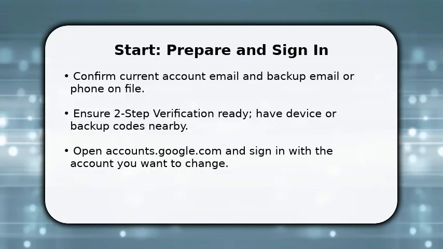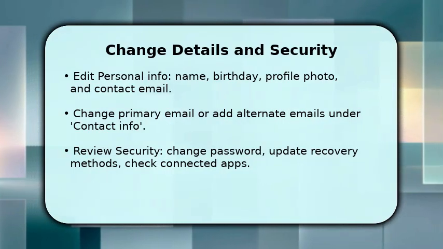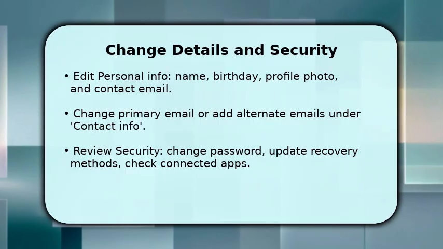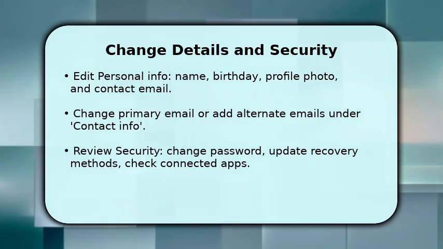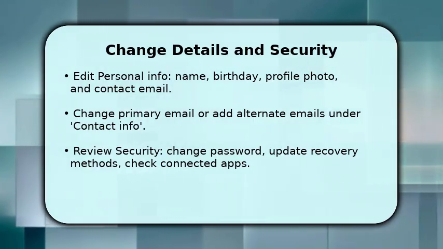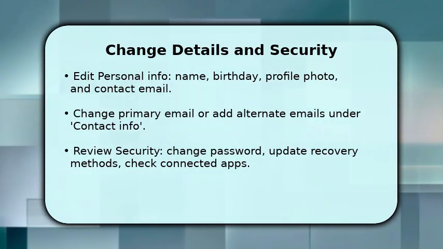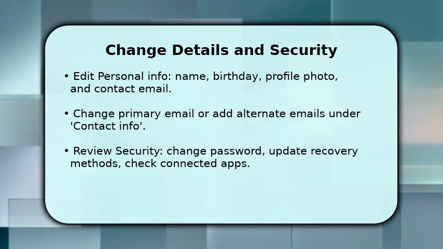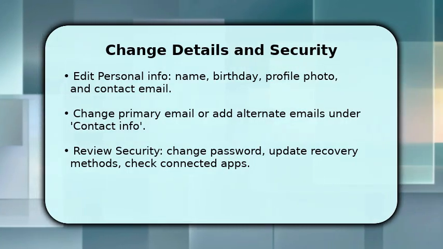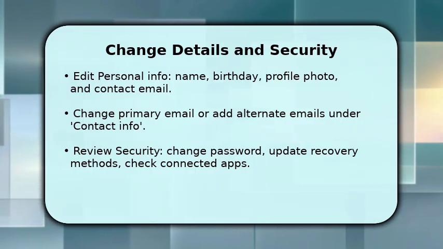Next, focus on the detailed edits. Update personal info and contact emails so your identity displays correctly across Google services. When changing a primary email, add an alternate address first, verify it, then make it primary. Some accounts require verification links or sign in to both addresses.